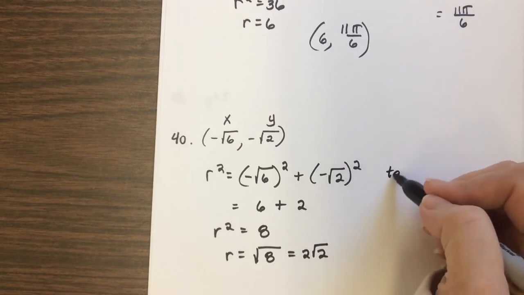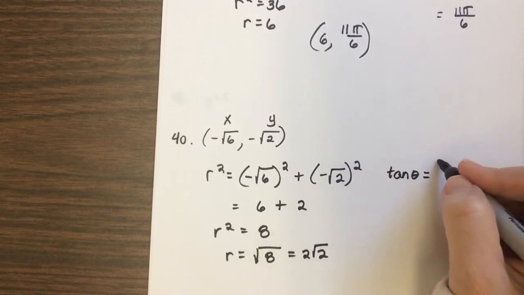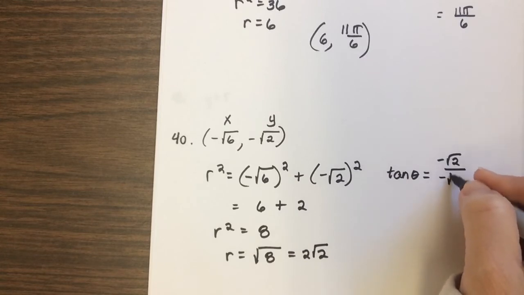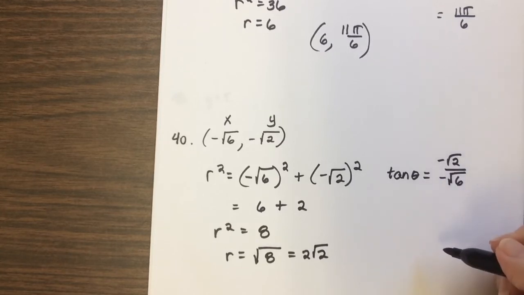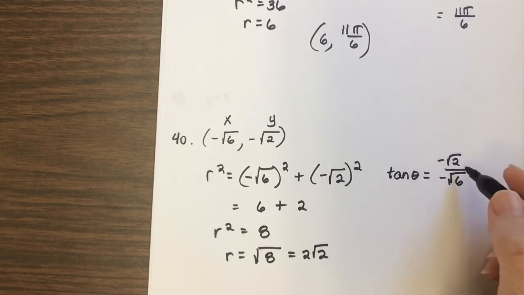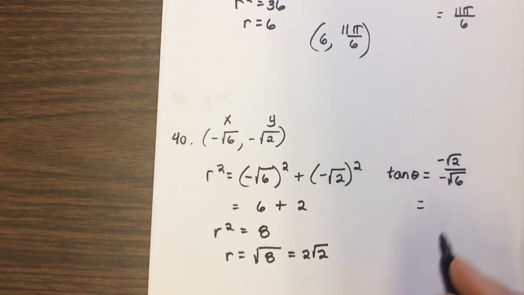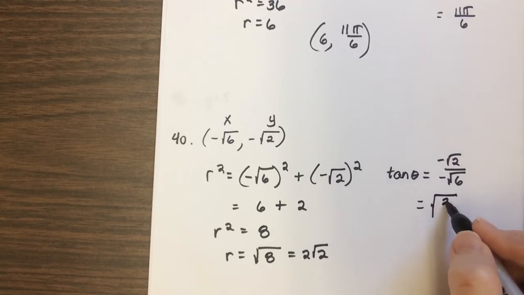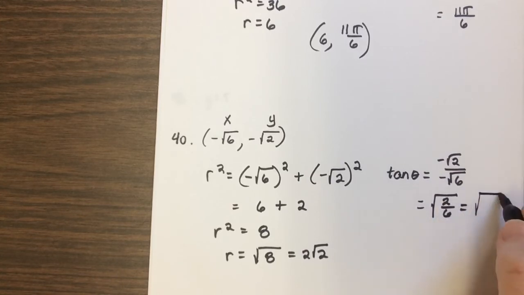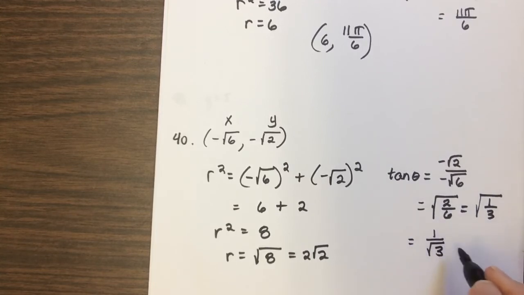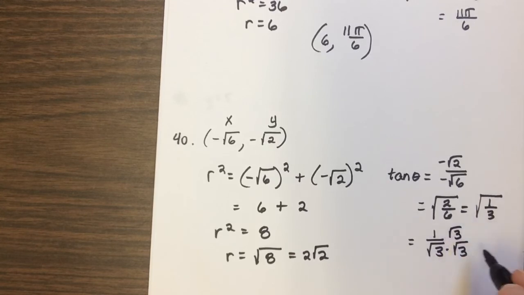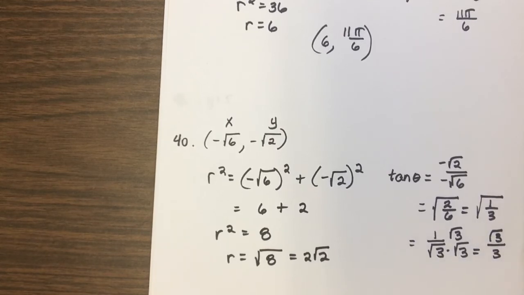I also know that the tangent of theta is going to equal my y value over my x value. I can clean this up. My negatives are going to cancel because I've got a negative divided by a negative. I'm probably just going to look at this and say this is the same thing as the square root of 2 over 6, which is the same thing as square root of 1/3. So that's just going to equal 1 over the square root of 3. Once again, I'm going to put this in a form that I recognize: the square root of 3 over 3, which once again is pi over 6, or 30 degrees.